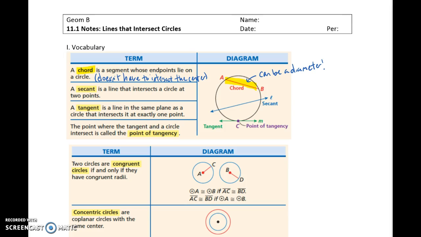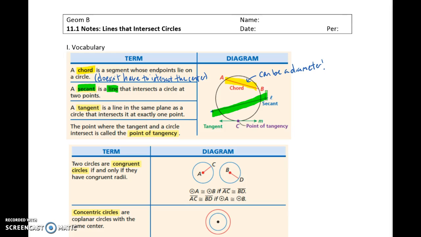So the next one we have is a secant. A secant is basically, instead of just being a segment, a line that intersects a circle. And again, it doesn't have to go through the center, but it will contain a chord. So the secant here is line L.